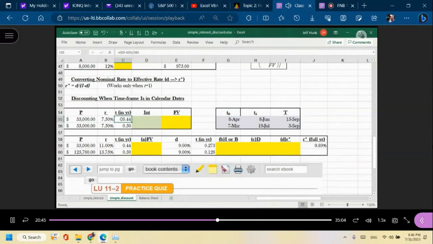Now, it looks like a $55,000 promissory note with a 7.5% interest rate. But then, where did the time come from? Look at this. What is this?